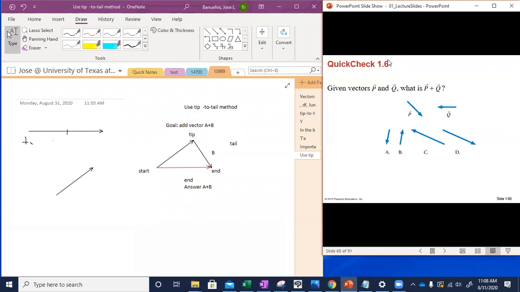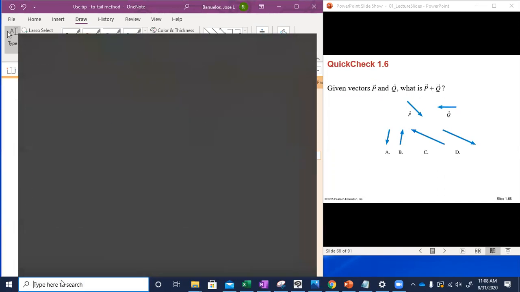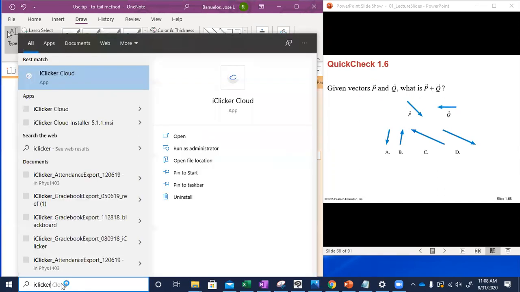Let's try one of these examples real quick. Here it says, given vectors P and Q, what is P plus Q? You go about it the same way: draw vector P, and then do tip to tail to attach vector Q to the end of that. Let's see what kind of answer you can get.